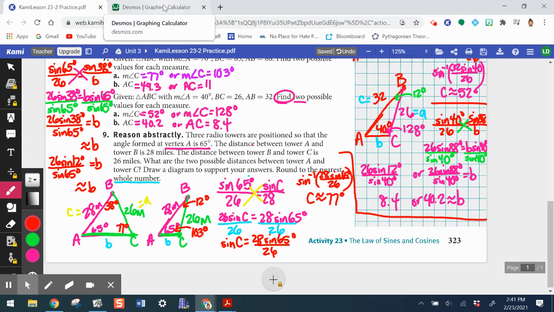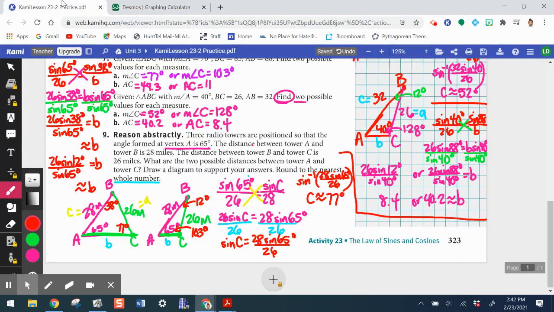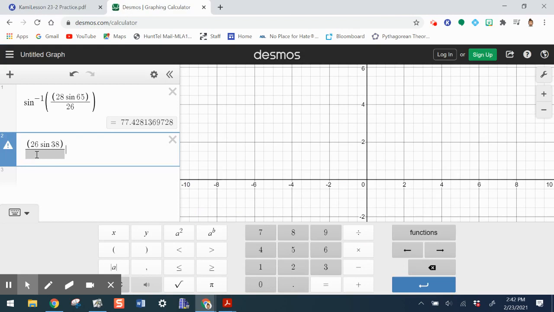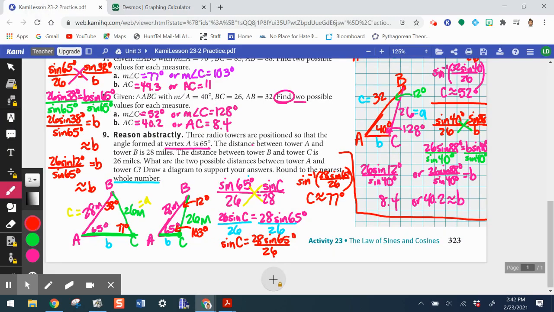So using our handy dandy calculator, we're going to do parentheses 26, I believe. Let me make sure. 26 times the sine of 38, close parentheses because we want to make sure it multiplies that first, divided by sine of 65. And we get 17.6. Now they did tell us to round to the nearest whole number, so the 6 in the tenth place tells the 7 to round up to an 8. So when angle B is 38 degrees, the measure of its opposite side is 18 miles.